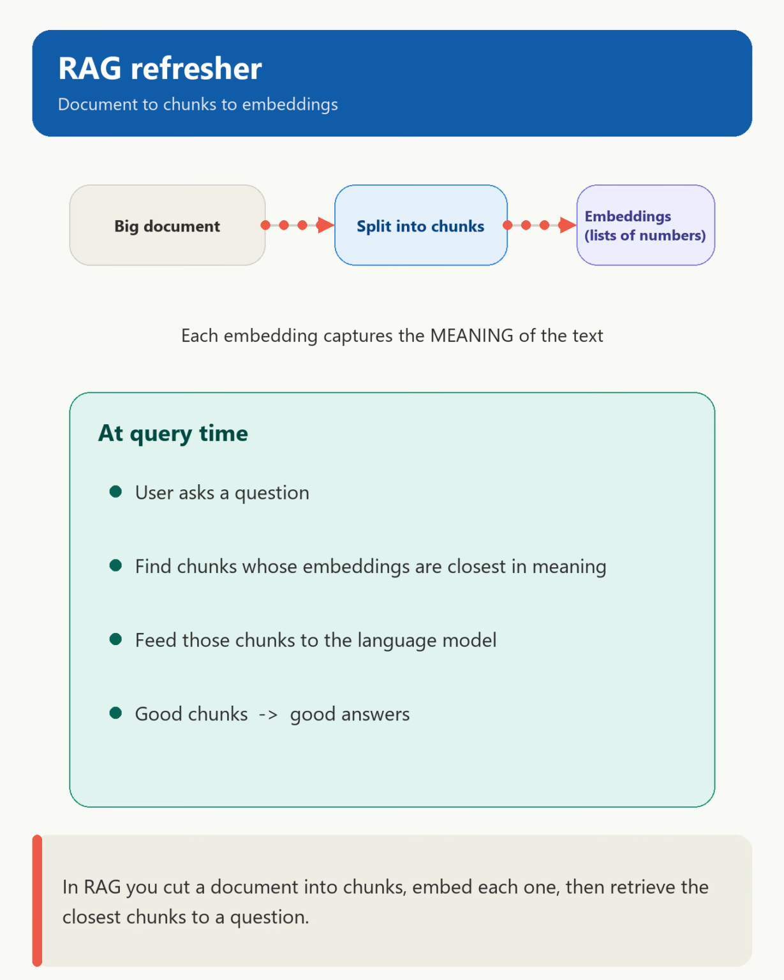First, a quick refresher. In a RAG system, you take a big document, cut it into small pieces called chunks, and turn each chunk into a list of numbers called an embedding. That embedding captures the meaning of the text. Later, when a user asks a question, you find the chunks whose embeddings are closest in meaning, and feed them to the language model. Good chunks mean good answers.